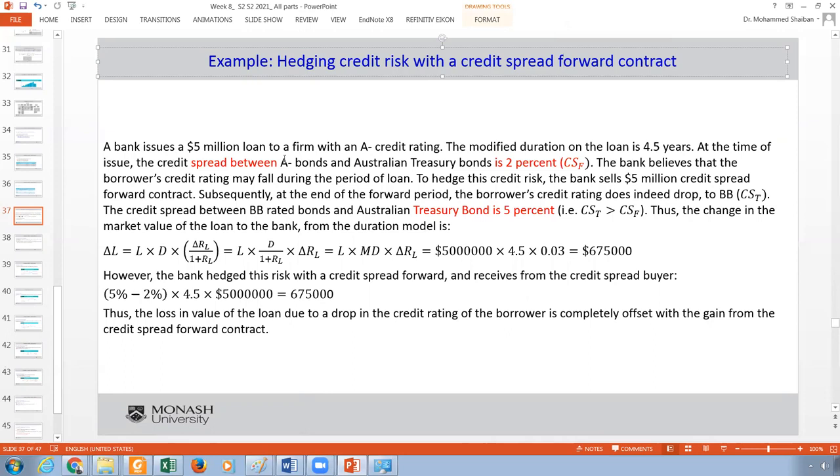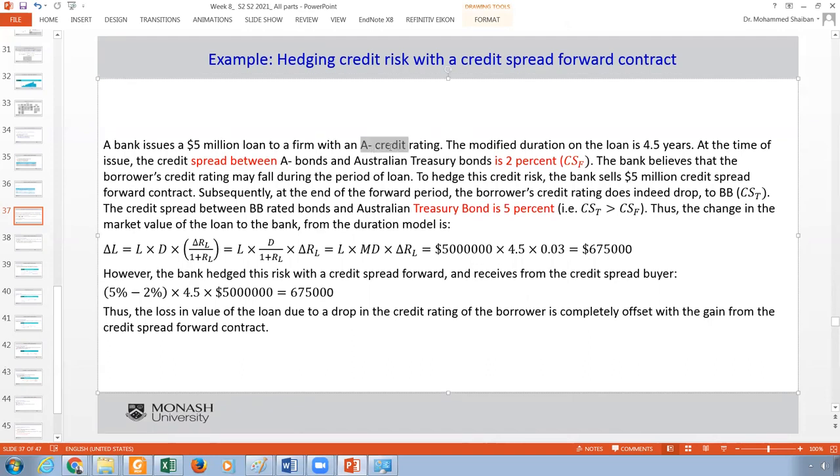So in this case, a bank issues a 5 million loan to a firm with an A credit rating. As I told you, this helps us against what? Against the drop in the rating. Now, the modified duration of this loan is 4.5 years. At the time of the issue, the credit spread for this customer was 2%. But later on, the bank believes that the borrower's credit rating will fall. So to hedge its credit risk, the bank sells a 5 million credit spread forward contract.